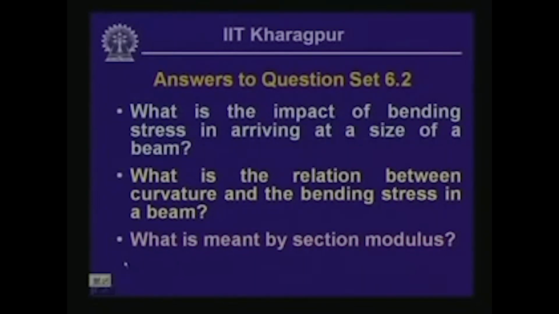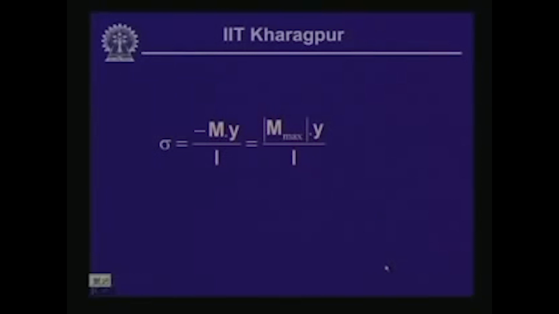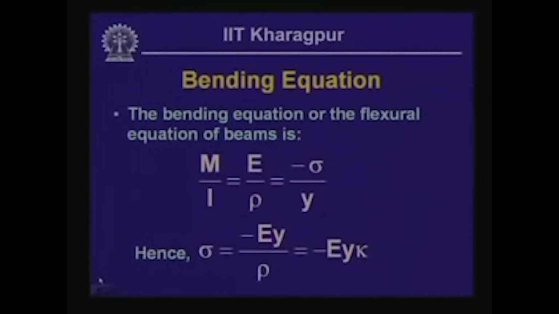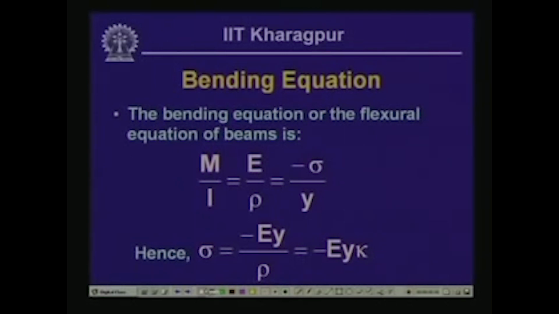Now, the next question is, what is the relation between curvature and the bending stress in a beam? This is a very straightforward question, and I think you know the answer. We have seen the bending equation, which is M by I equals E by rho equals sigma by y, where M is the bending moment, I is the moment of inertia, E is the modulus of elasticity, rho is the radius of curvature of the axis of the beam, sigma is the bending stress, and y is the distance of the point where we are evaluating the stress from the neutral axis, and sigma, mind that, is a normal stress which is getting generated because of the bending in the particular section.